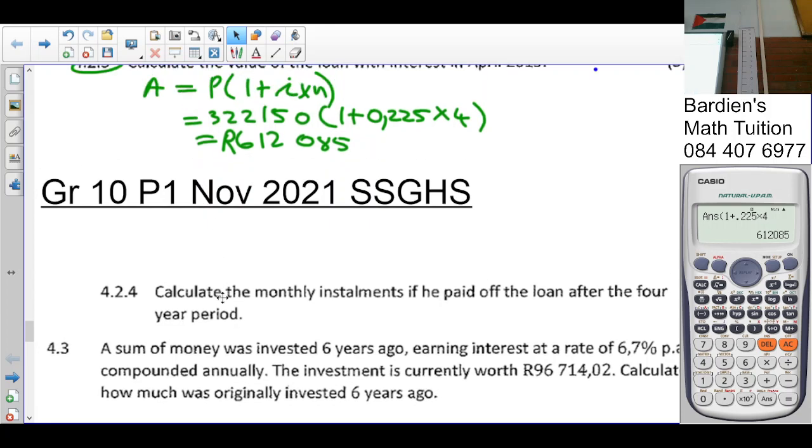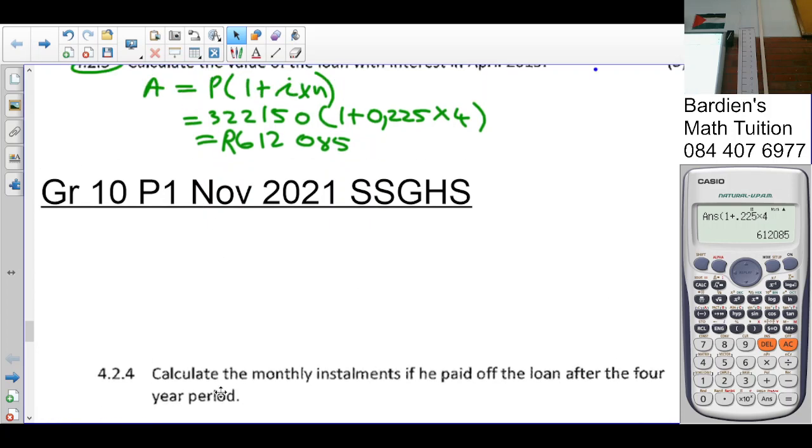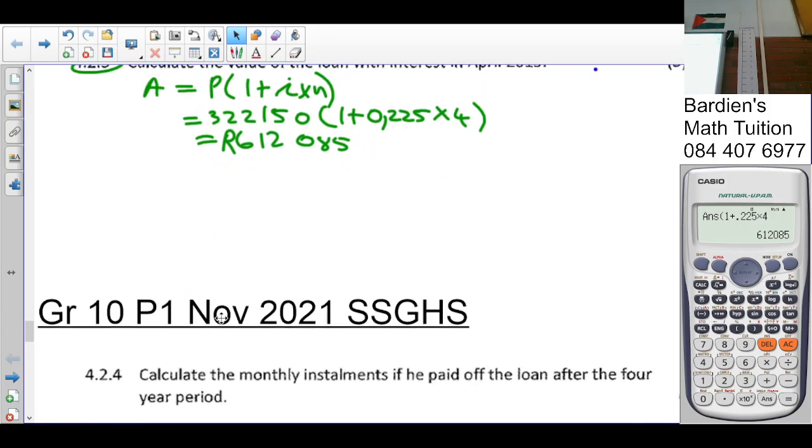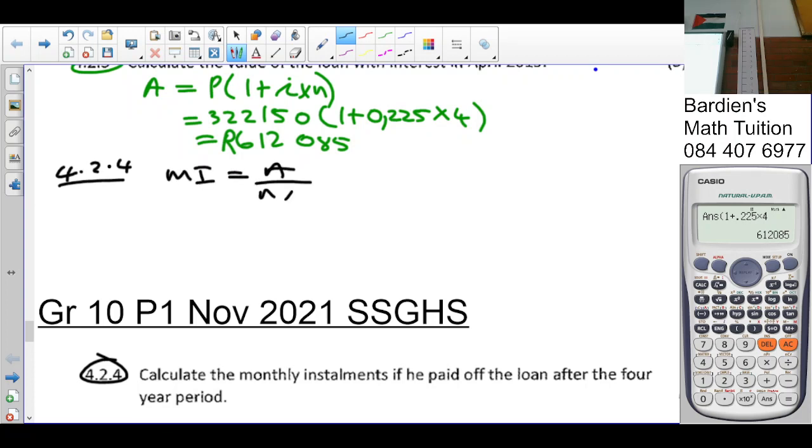Then the question says, calculate his monthly installments. So the monthly installment is going to be your A value over your n times 12. Now, if it spoke about insurance as well, then after this calculation, I add the insurance. Okay? Insurance doesn't draw any interest or anything like that. Calculate the monthly installment if it is paid off after 4 years.